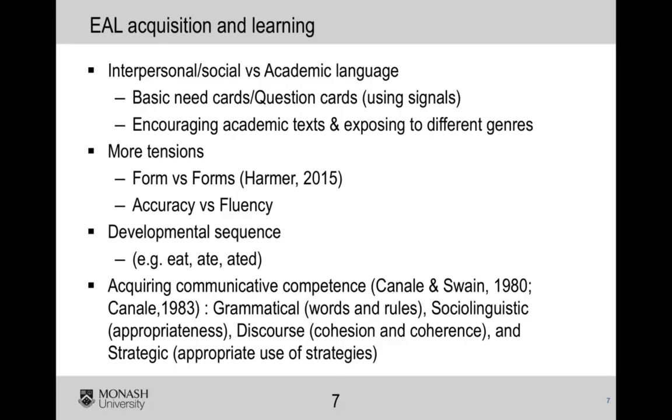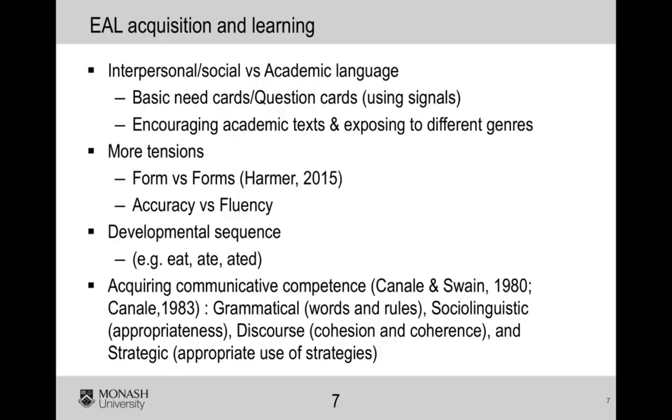You have the interpersonal and social skills that you need. So, basic things, like I say, basic needs cards. Sometimes there are students that come in, they have just recently arrived, and they have very, very little English. Now, one of the things that we have to really consider is their basic needs. So can they actually communicate their basic needs if they have no other way to communicate those?